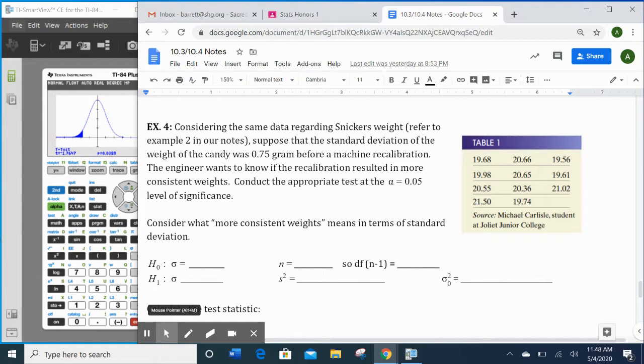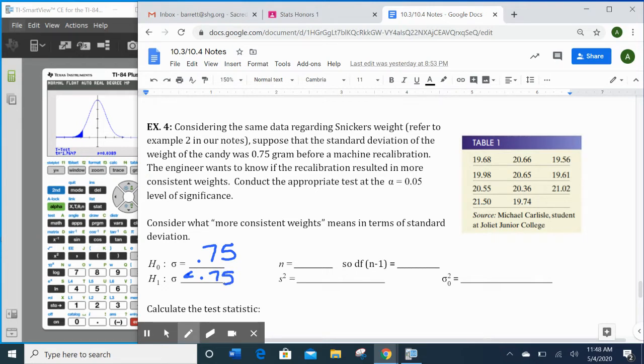So they say that the standard deviation is 0.75. And this engineer wants to know if the recalibration resulted in more consistent weights. So more consistent means that the standard deviation was smaller. So standard deviation less than 0.75 is what we're testing.